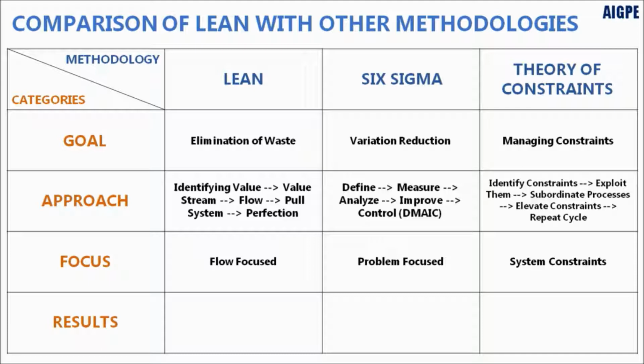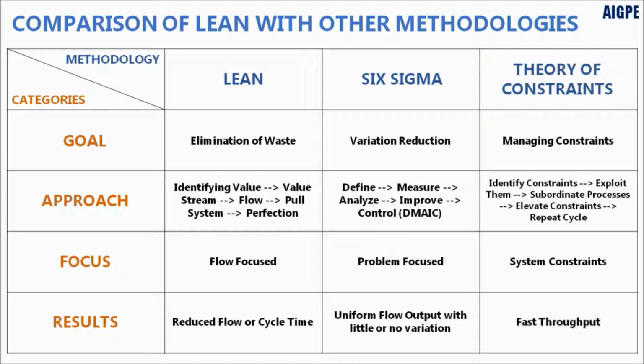Lean strives for reduced flow or cycle time. Six Sigma focuses on uniform flow output with little or no variation. Variation is an enemy to Six Sigma, while theory of constraints results in fast throughput. This summarizes a brief comparison of Lean versus other process improvement methodologies.